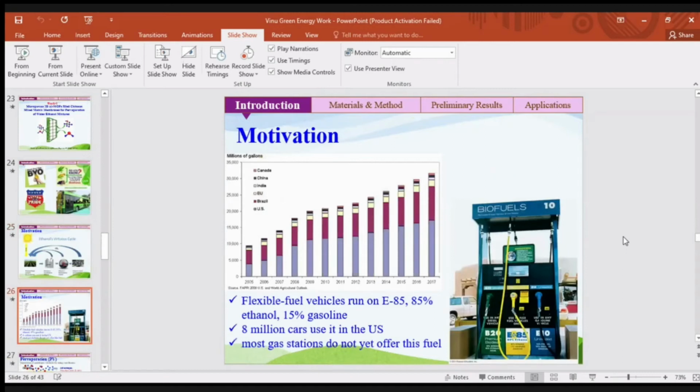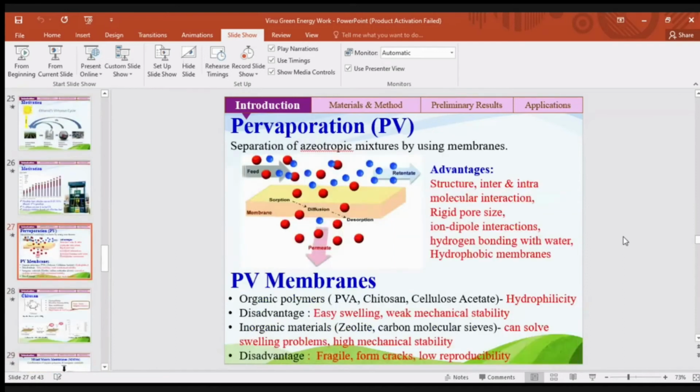So this is some kind of price list in other countries, Canada, China, the US or Brazil. Compared to India, they are using much higher than us. So these are some kind of preparation. So how can we prepare the membranes?